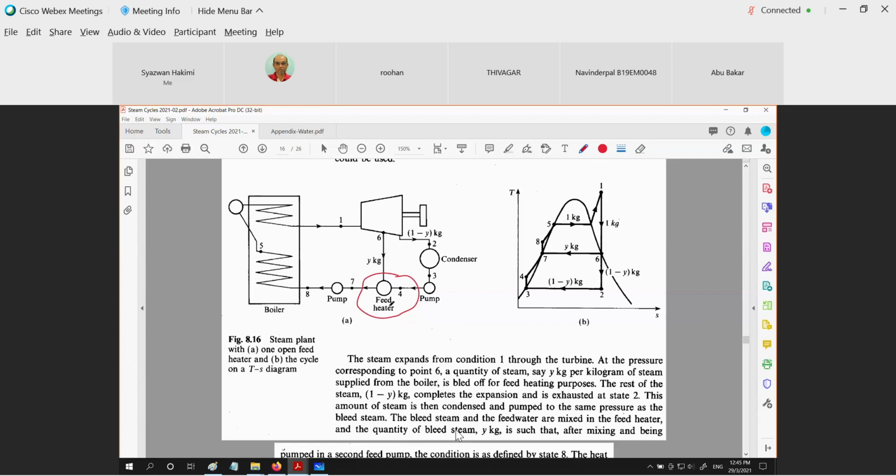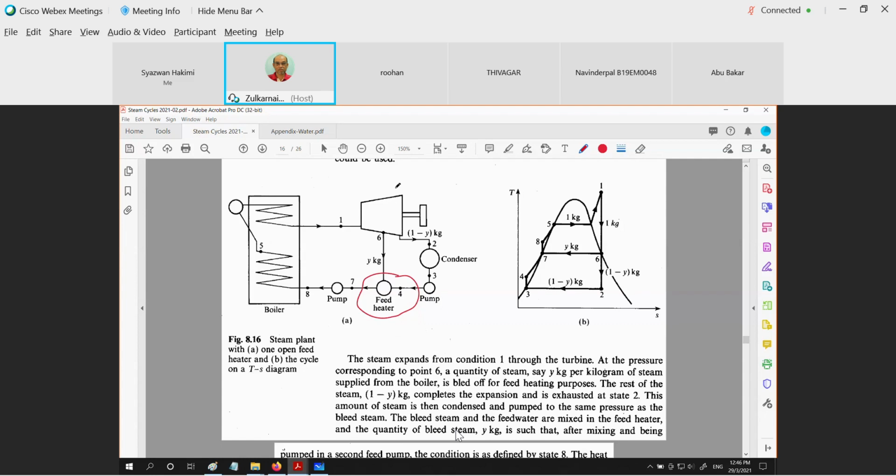So in a regenerative cycle using an open feed water heater, so this is our mixing chamber, what happens is we have the expansion process in the turbine. While the steam is being expanded in this turbine, at one intermediate pressure, which is P6, some portion, some mass flow rate from this turbine is bled off and flows into the feed water heater. Let's say the bled steam from this turbine is y kg, meaning that from point 6 to the right, the balance of the mass of steam, which is 1 minus y, is going to be expanded at the rest of the section of the turbine.